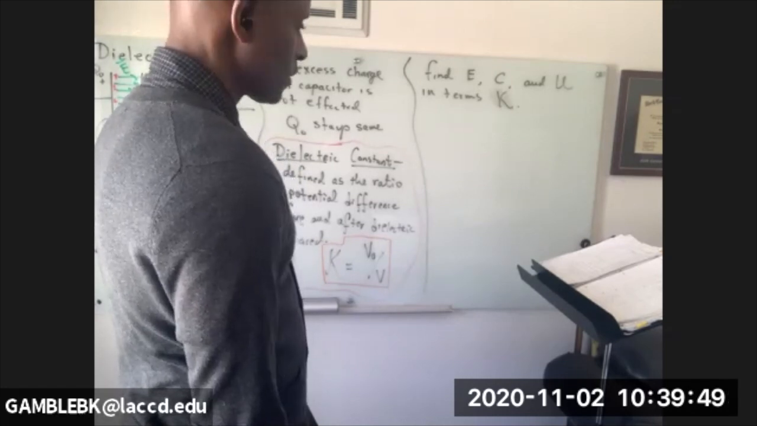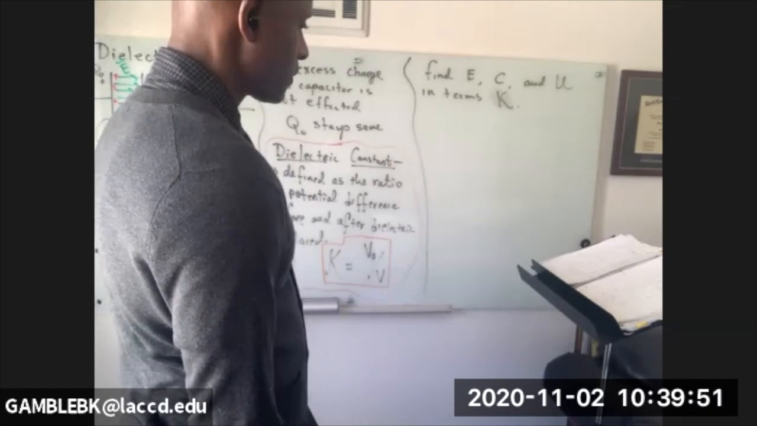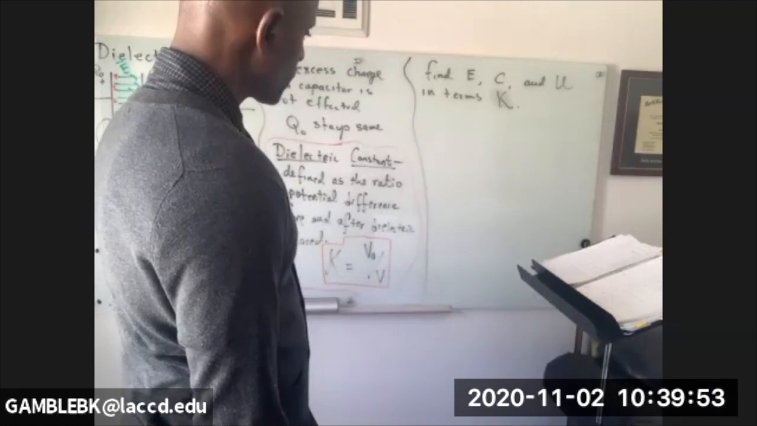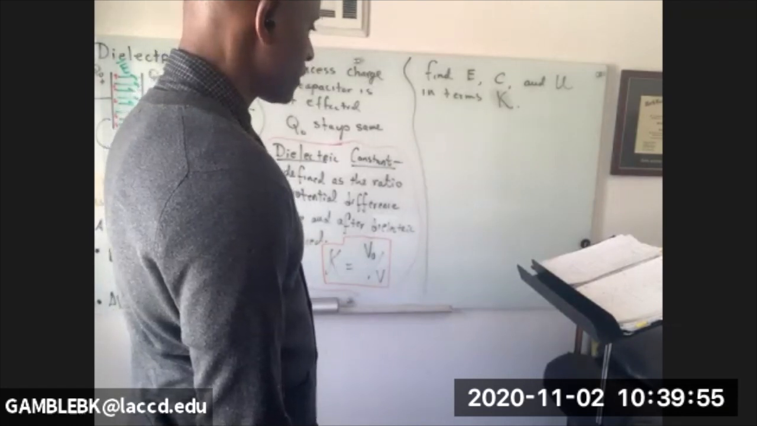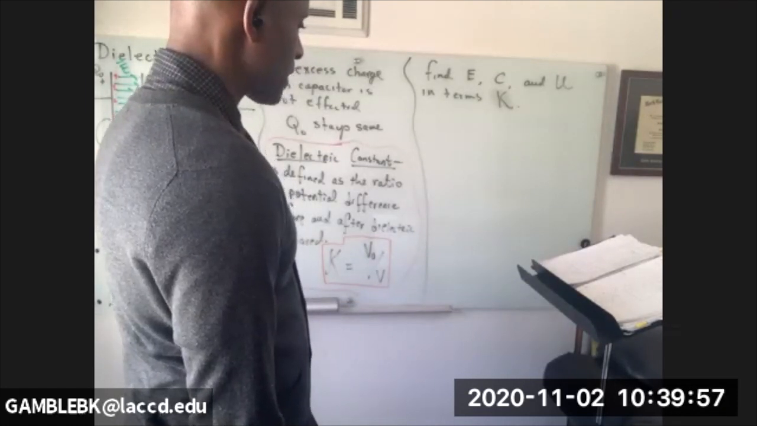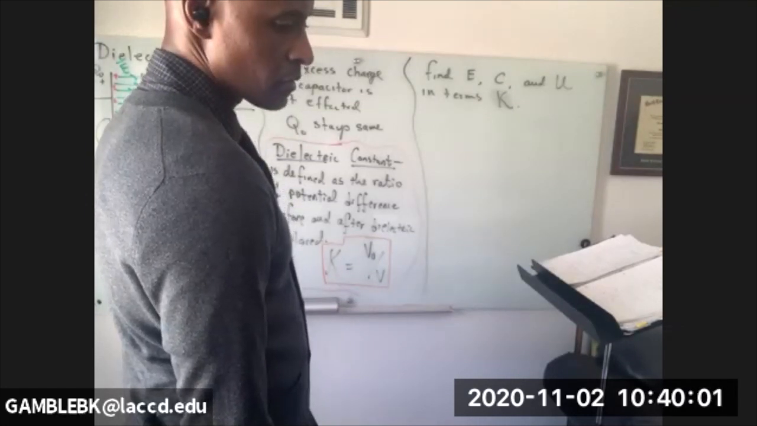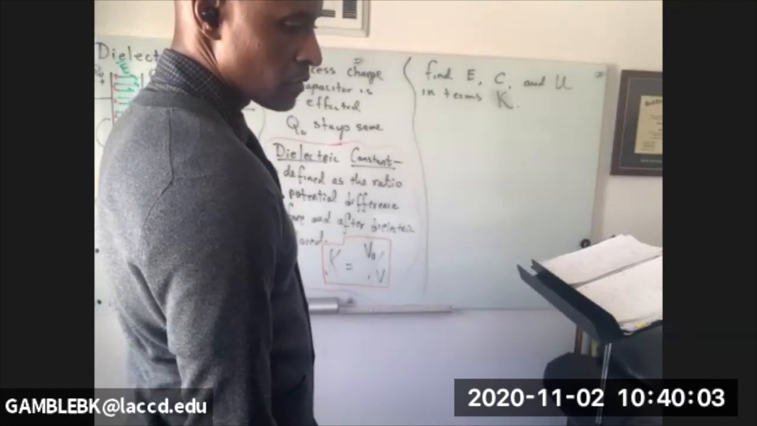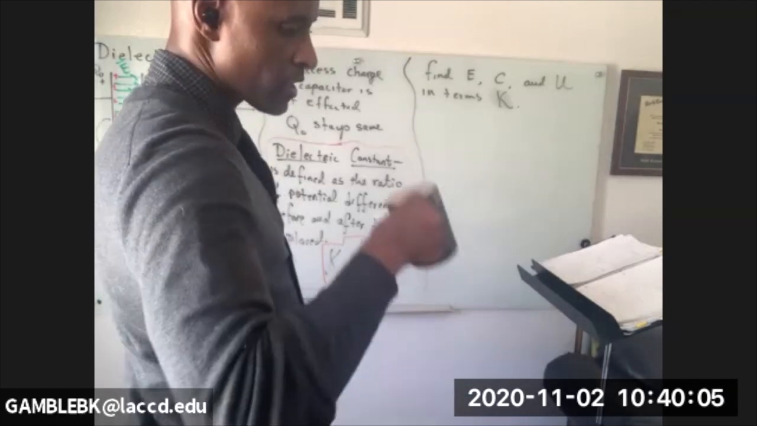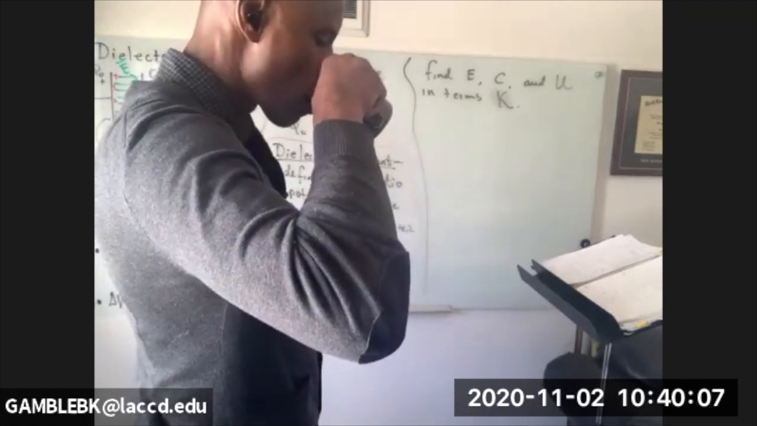But there's no find it for a capacitor. So, direct the relationship between capacitance and field. So when you say find it for a capacitor, find what for a capacitor?